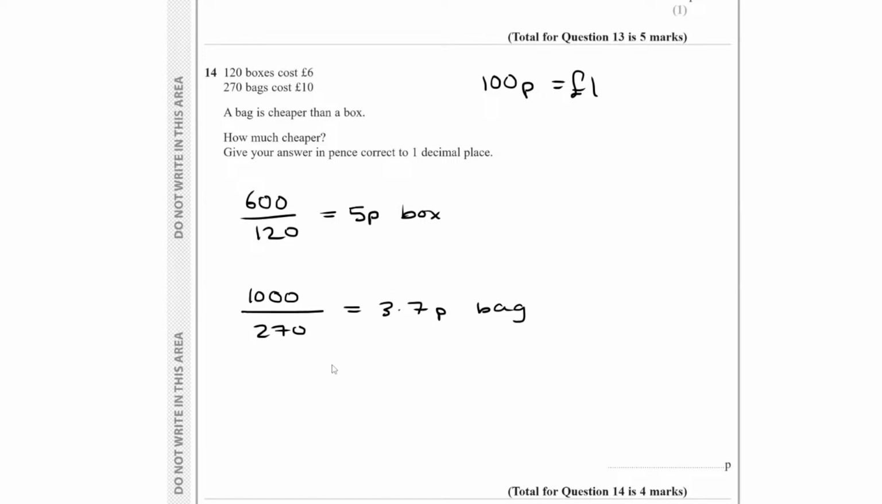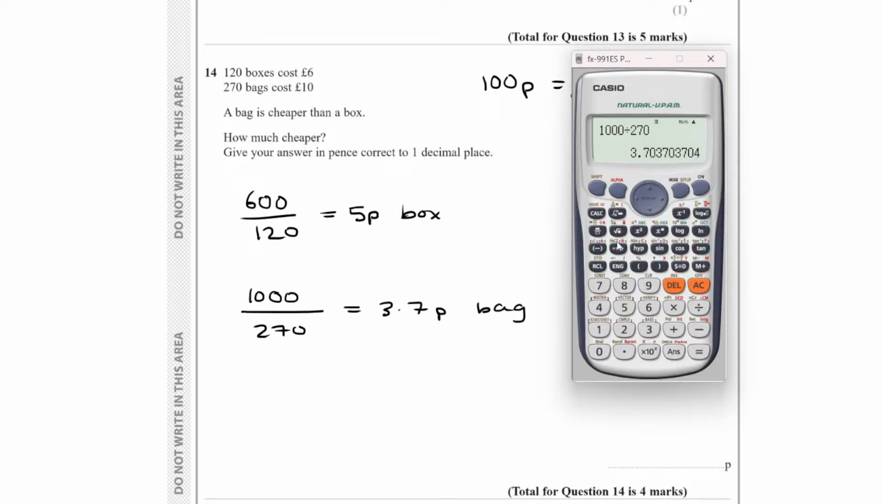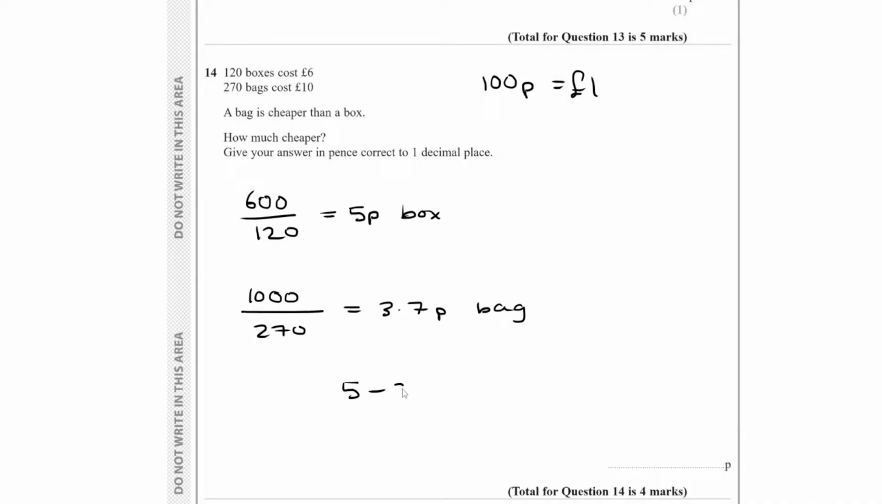Then they've said, how much cheaper is the bag? So we want to know the difference. I would do 5 minus my whole answer, which copies your previous answer. They want it to one decimal place, so that's 1.3. So 5 minus 3.7 is 1.3. And because I converted it into pence in the beginning, that's just my answer.